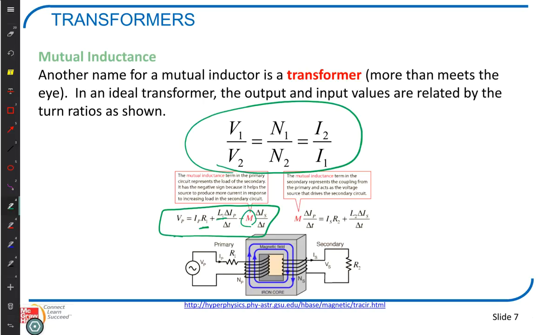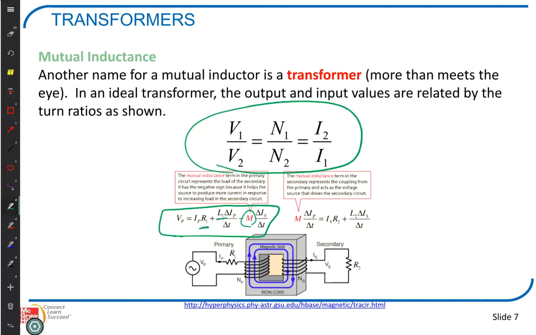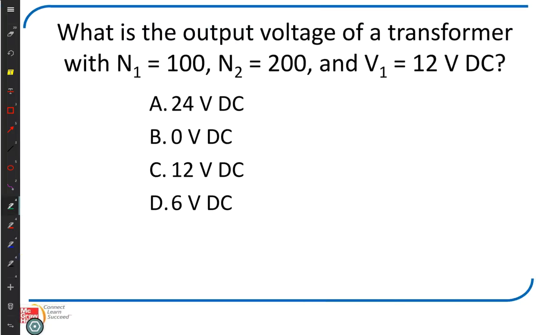You can see that it has some real practicalities. And of course, with our electric distribution system, we use these. Now, I have questions on the electric distribution system, but I should ask the next question first. It's actually 2 questions. What is the output voltage of a transformer with N1 equals 100, N2 equals 200, V1 equals 12 volts DC?